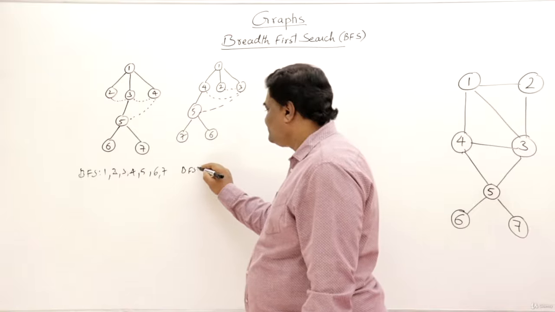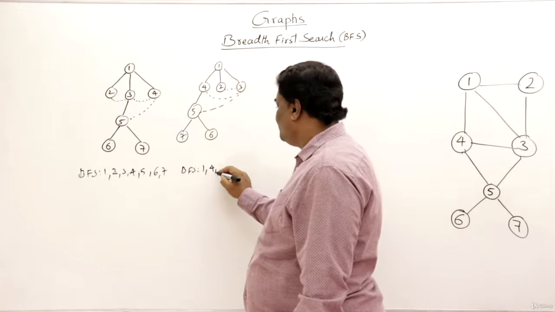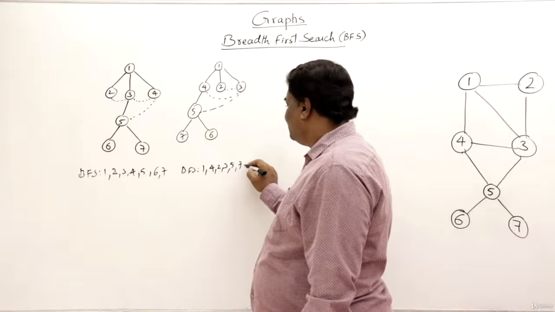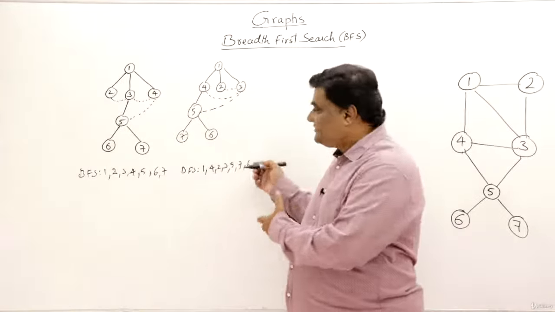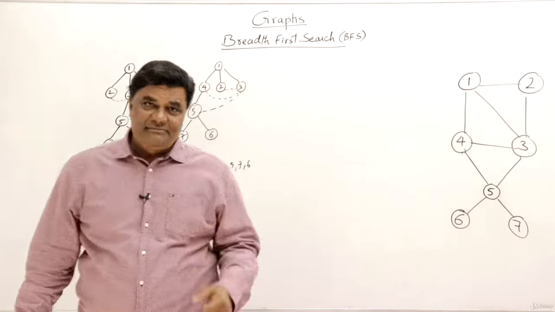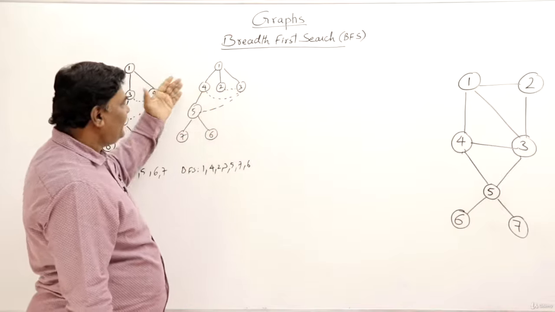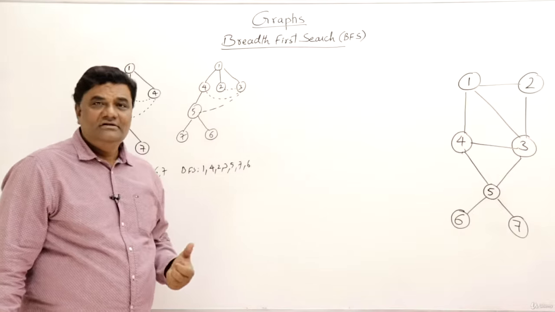So breadth first search is first 1, then 4, 2, 3, then 5, then 7, 6. This is the breadth first search. So this breadth first search is also correct. So yes, for a graph, there can be various breadth first searches possible. Like if you see here, instead of 4, 2, 3, I could have taken 4, 3, 2 also. Yes, I'll get a different result then.